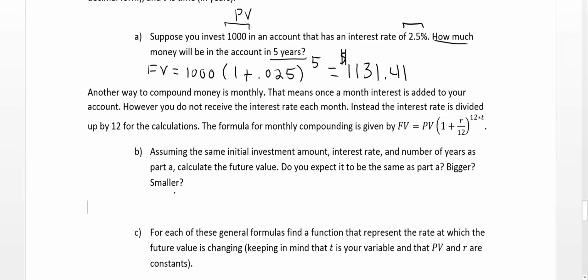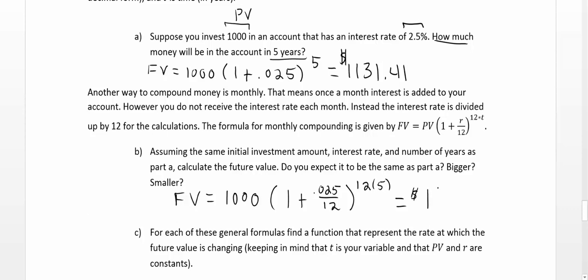So here, plugging in all my numbers really carefully, I get future value equals, now my initial amount is $1,000, and I'm going to do (1 plus 0.025 divided by 12) raised to the 12 times 5. I'm going to carefully enter all these numbers into my calculator. Again, try to be careful with your calculations and your parentheses and things like that. And I'm going to get $1,133, even if I round to 2 decimal places. So it is a little bit more.